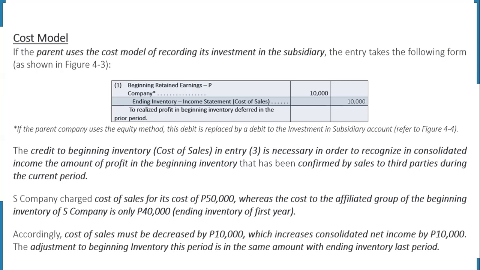Now, S company charges cost of sales for its cost of 50,000, whereas the cost to the affiliated group of the beginning inventory of S company is only 40,000, or the ending inventory of first year. Accordingly, cost of sales must be decreased by 10,000, which increases consolidated net income by 10,000. The adjustment to beginning inventory this period is in the same amount as the ending inventory of last period.